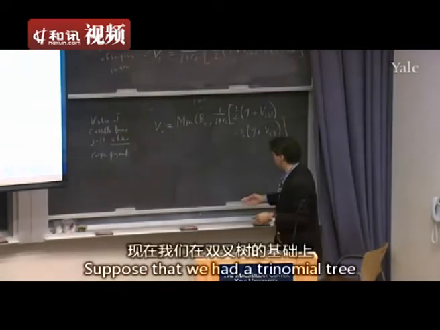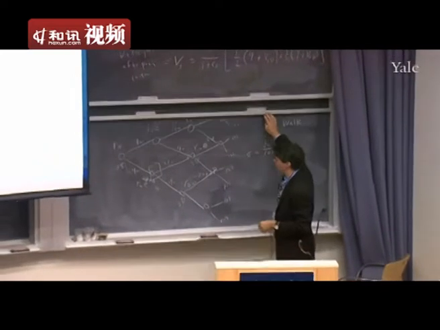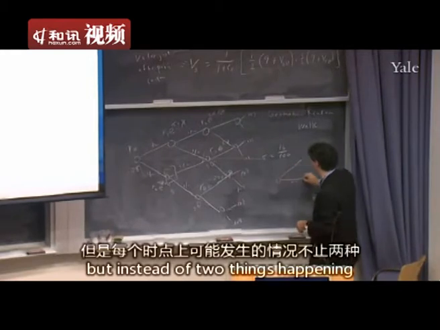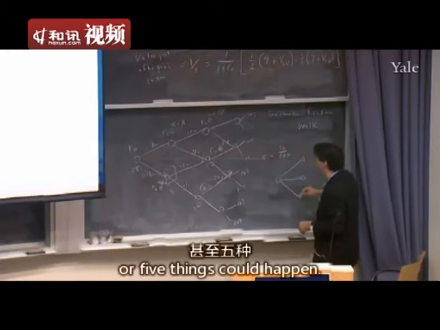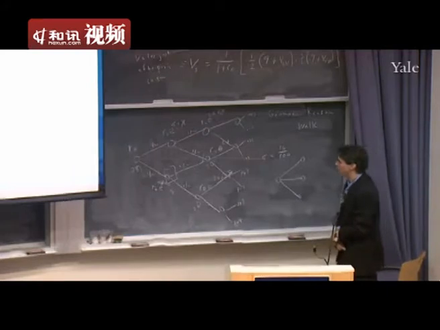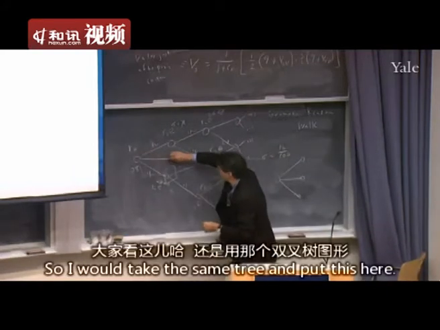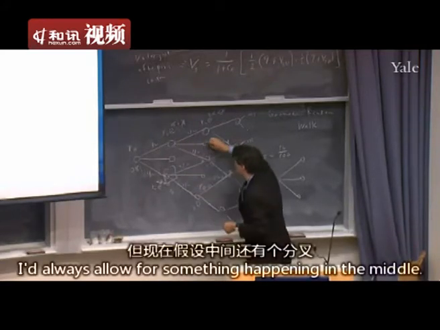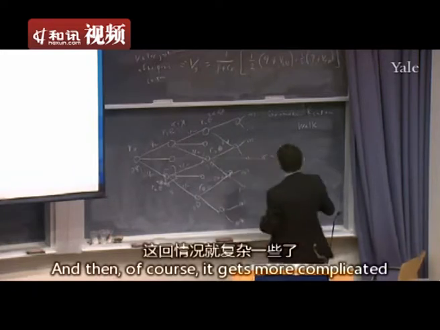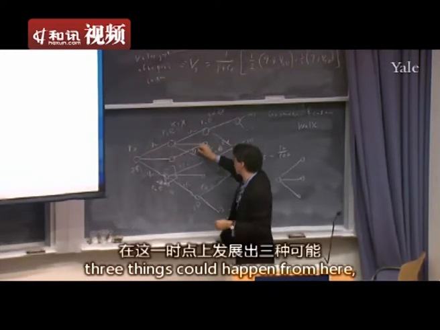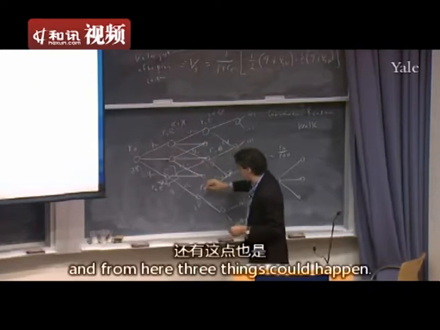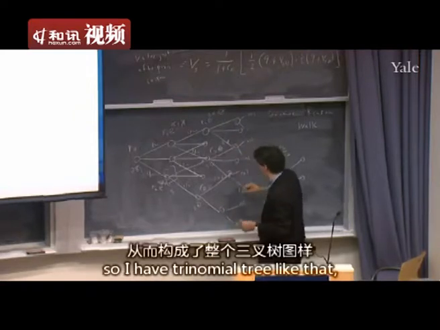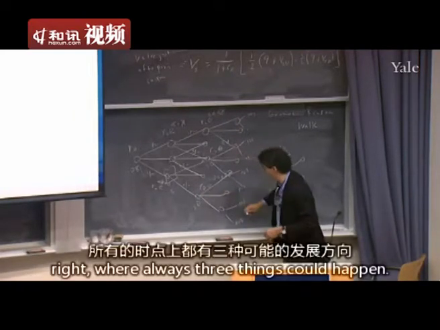Suppose that we had a trinomial tree instead of a binomial tree. I have the same picture, but instead of two things happening, 3 things could happen, or 5 things could happen. So I would take the same tree and always allow for something happening in the middle. Then of course it gets more complicated, and I'm going to be able to draw it because now 3 things could happen from here, and from here 3 things could happen. So I have a trinomial tree like that, where always 3 things could happen.